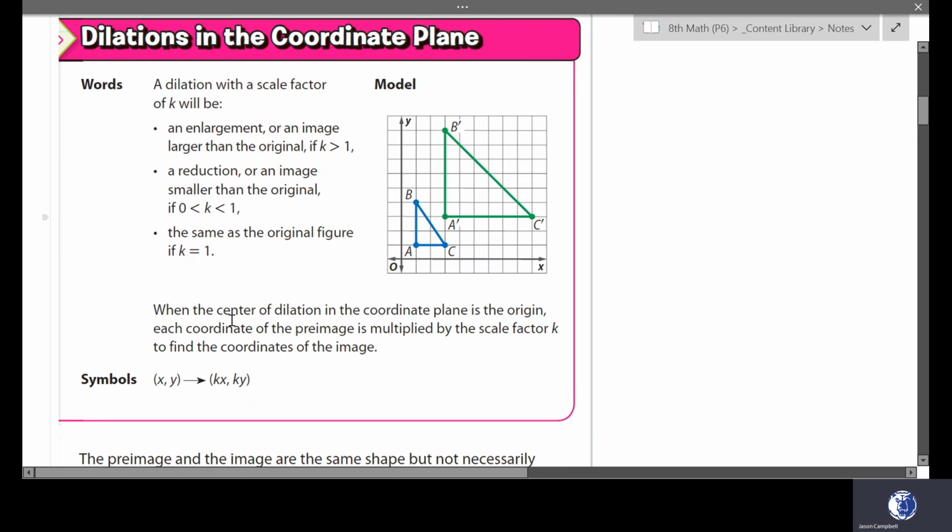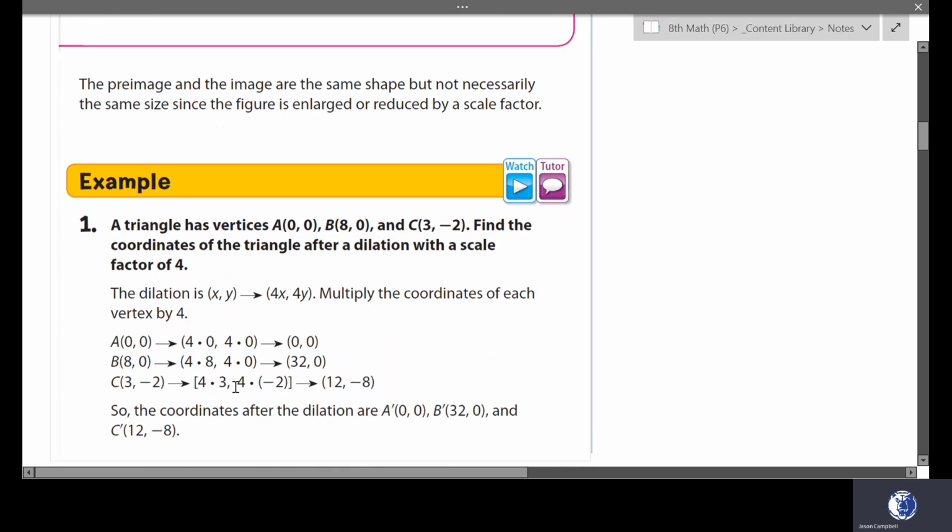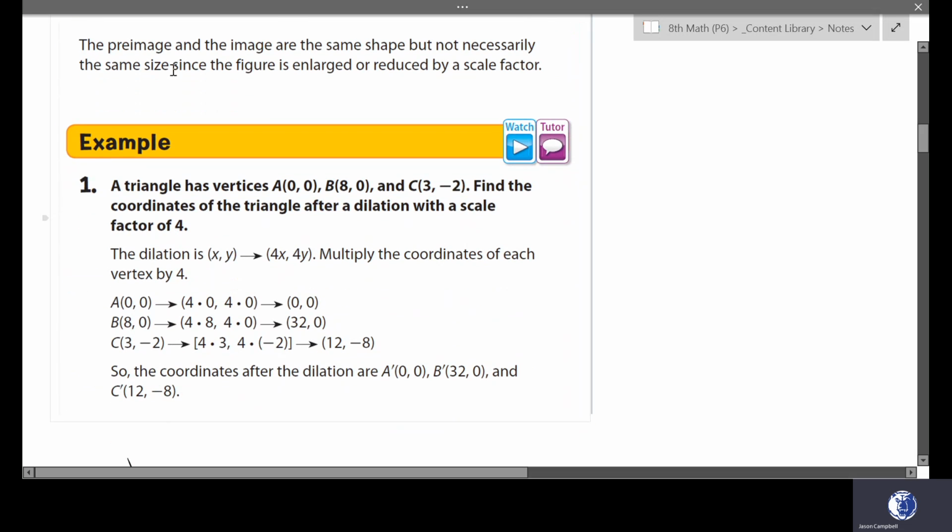When the center of dilation in the coordinate plane is the origin, each coordinate of the pre-image is multiplied by a scale factor k to find the coordinates of the image. So if the scale factor was 2, then we would multiply the x coordinate by 2 and the y coordinate by 2. The pre-image and the image are the same shape, but not necessarily the same size, since the figure is enlarged or reduced by a scale factor.